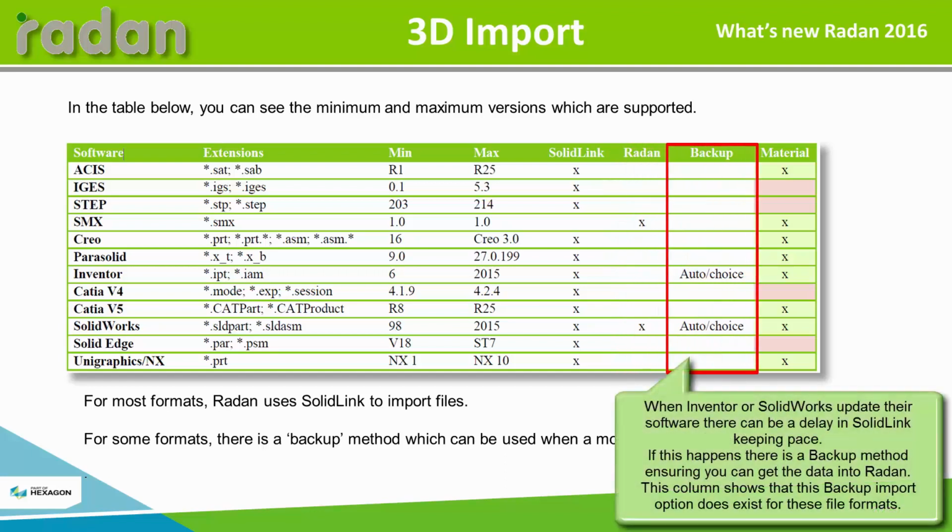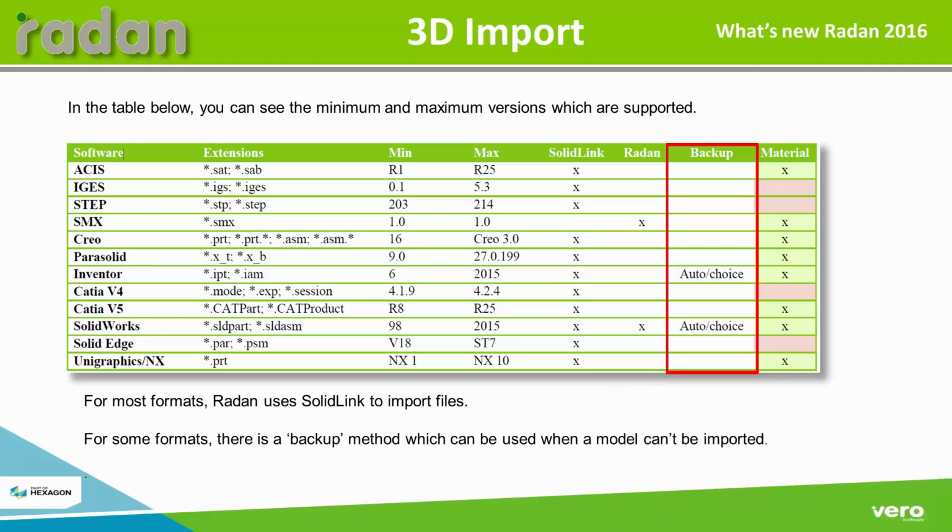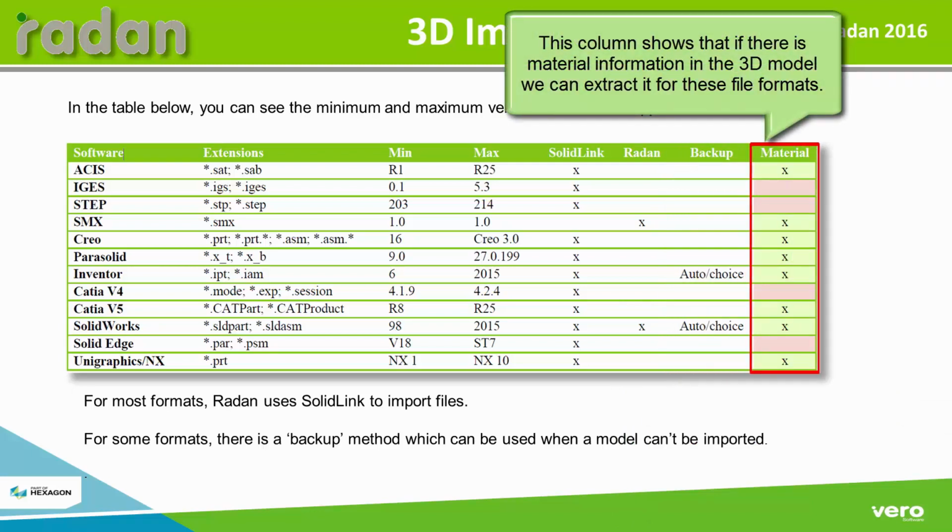When Inventor or SolidWorks update their software, there can be a delay in SolidLink keeping pace. If this happens, there is a backup method ensuring you can get the data into Radan. This column shows that this backup import option does exist for these file formats. This column shows that if there is material information in the 3D model, we can extract it for these file formats.